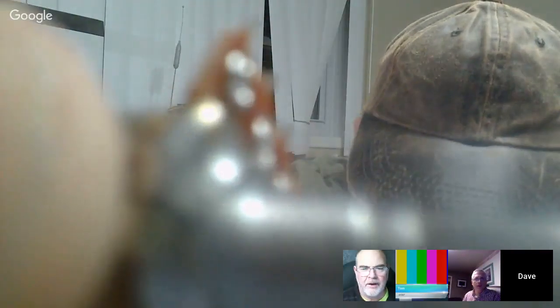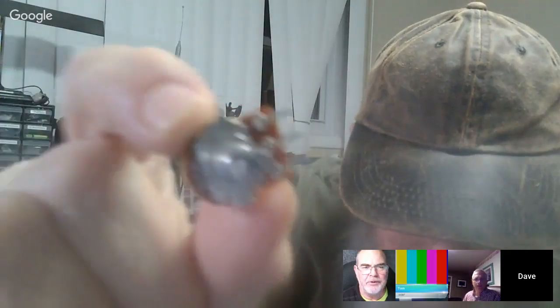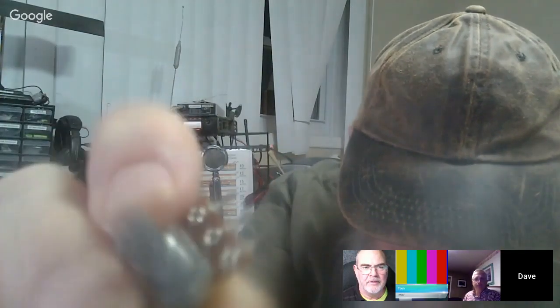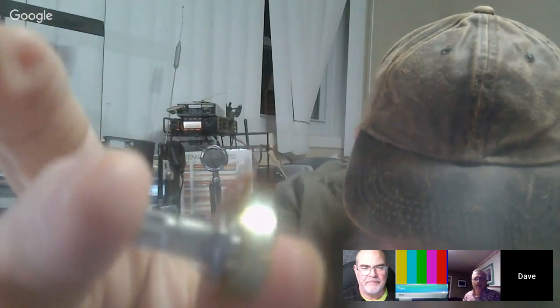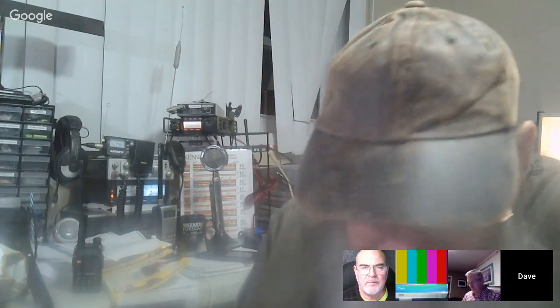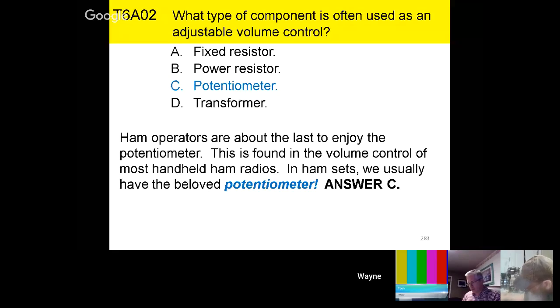And let me see here. Dave has a potentiometer there. Let me stop sharing here. I don't know if anybody can see that or not. Back it up from your camera a little bit there. That's your potentiometer right there. Everybody see that? Yeah. Thank you, Dave. So there we go.